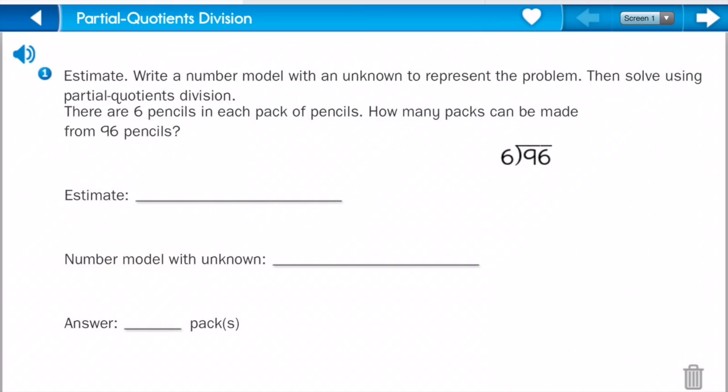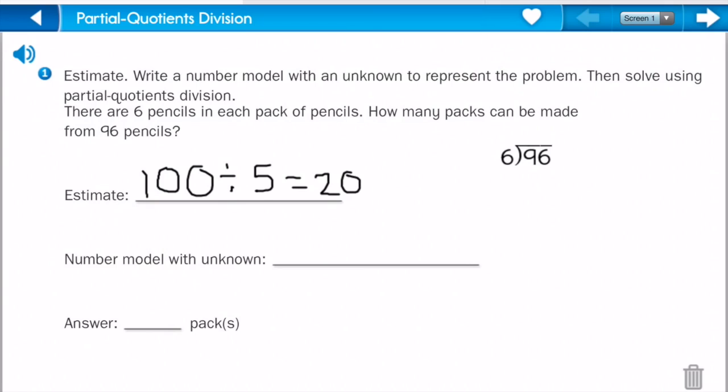So my estimate, what's a number I can say that is close that we could divide by? I'm going to do 96 is close to 100, so I'm going to make 96 100, and then I'm going to divide it by, I'm going to change my 6 to a 5 because that's pretty easy. So I'm going to do 100 divided by 5, and I know that that equals 20. So there's my estimate. Okay.